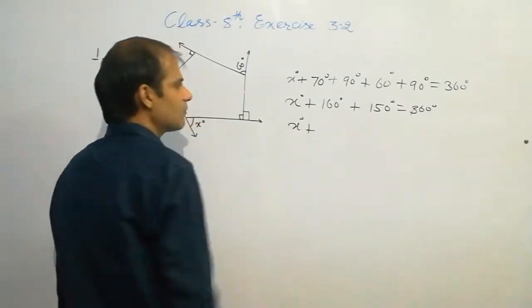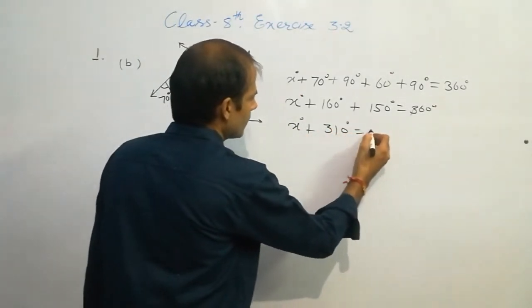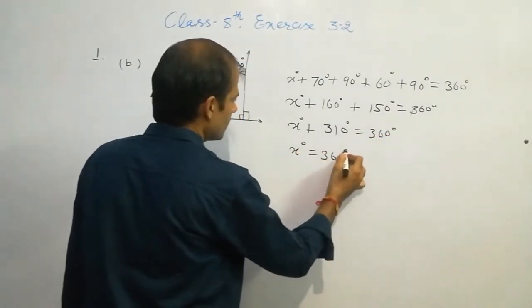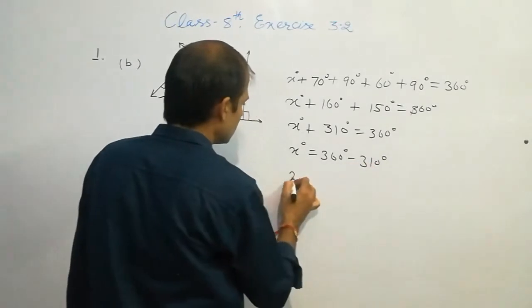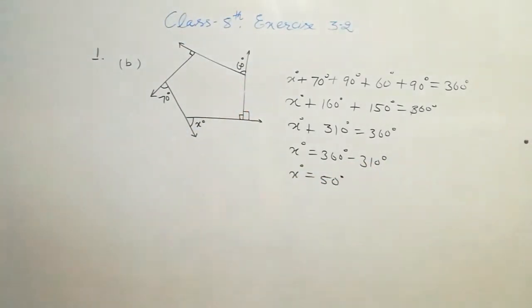Then what is 160 plus 150? It is 310 degree, equal to 360. X degree equals 360 degree minus 310 degree, and that is equal to 50 degree. So it is the answer of part B of the first question. This is exercise 3.2. So we should check 3.2 part B. The answer is 50 degree.